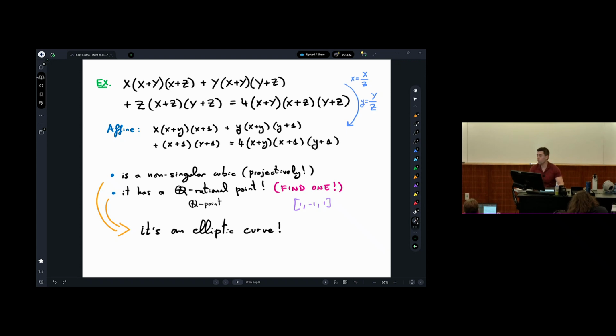Is that a solution to the original problem? That's 1 apple, minus 1 bananas, 1 pineapple. Not good, because there's a negative number of bananas. We have to keep looking. Okay, but we have a point. It's non-singular, it has a point, it's a cubic. This is an elliptic curve. So what can we do with this elliptic curve? I want to find more points.